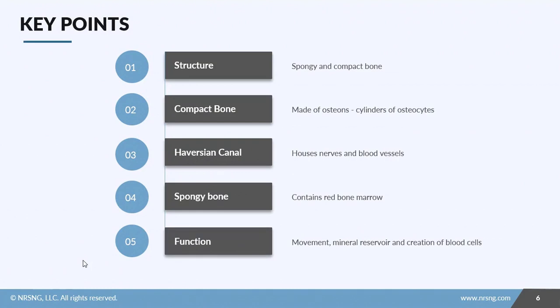So let's recap. Anytime we're talking about anatomy and physiology, we always want to talk about structure and function. So what is the structure of bone? Well, it's made up of either spongy or compact bone. Compact bone is made of osteons, and they are cylinders of osteocytes. Remember, you have the Haversian canal, which goes right through the middle, and this is what houses the nerves and the blood vessels in bone. You've got spongy bone, and that's where the red bone marrow is, and this is the site of hematopoiesis. So that's the creation of those red blood cells, white blood cells, and platelets.